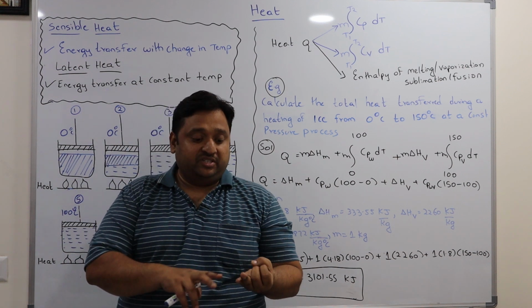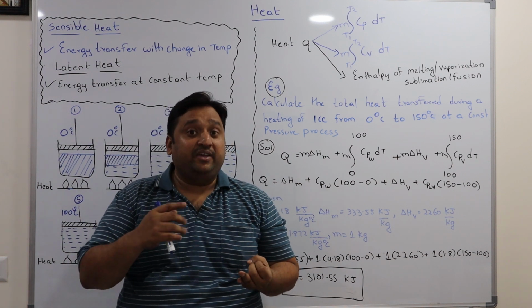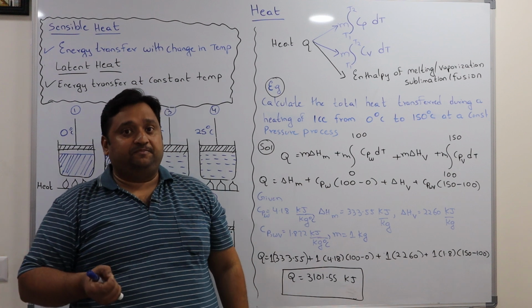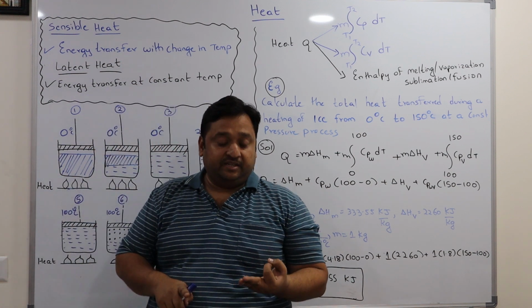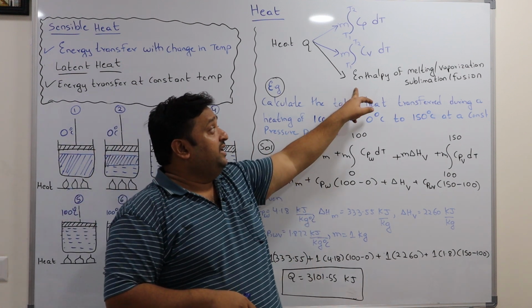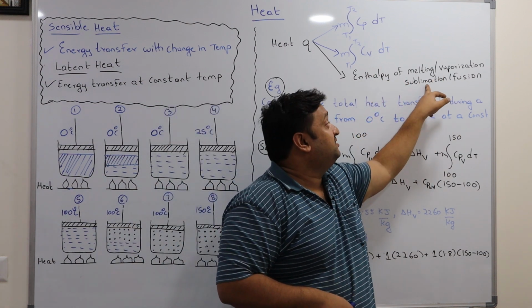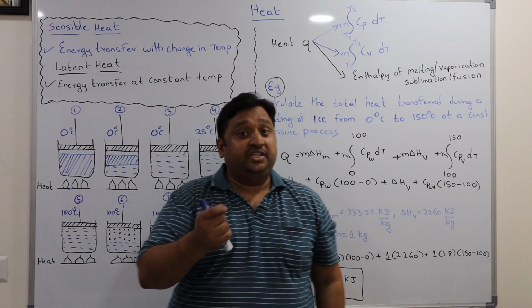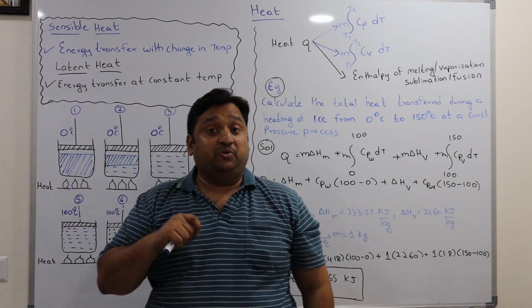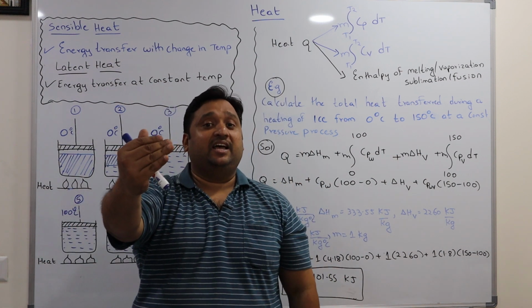Enthalpy of evaporation, enthalpy of fusion, okay? We have to use that specific internal energy, okay? Latent heat of melting, latent heat of vaporization, latent heat of sublimation, latent heat of fusion. These are the values we have to use to calculate how much heat has gone into the process.